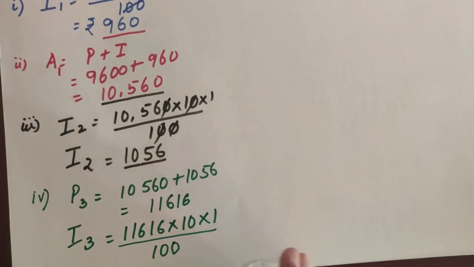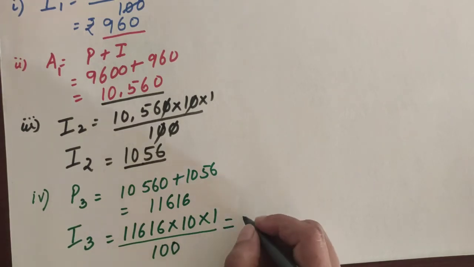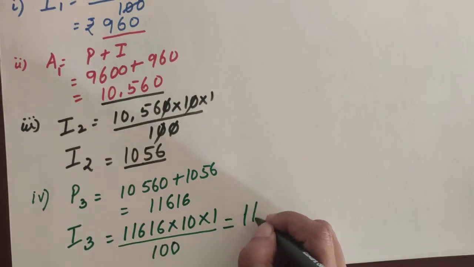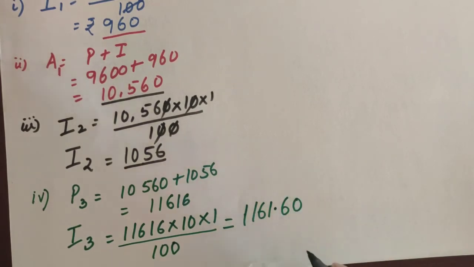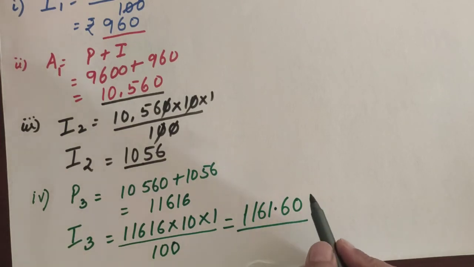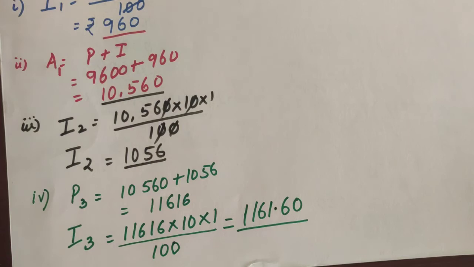Once we solve this, it is very simple. No need to divide because it will be a decimal. 1,161.60. Please write 0.60, don't end up writing 0.6. Money is always written with 2 digits after the decimal place. So this will be the answer for the fourth part.